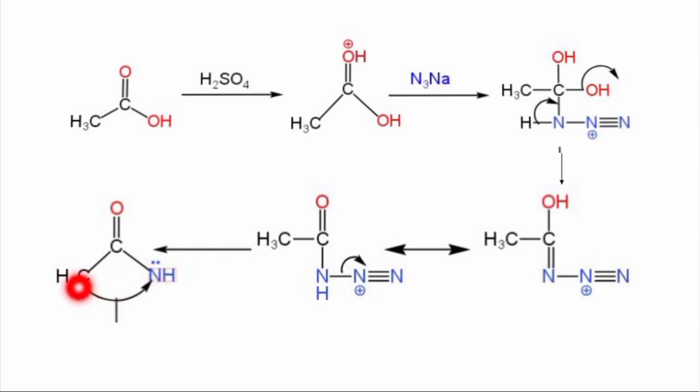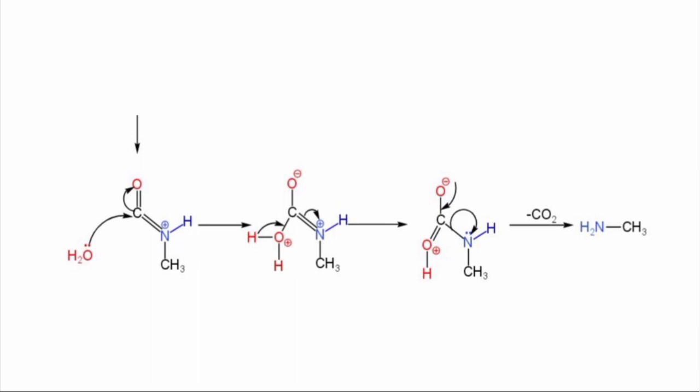Okay, and when nitrene is formed, then rearrangement will take place. Simply, the group attached to the carbonyl center will migrate towards the nitrogen. Okay, and further, you can see the group which was attached here to the carbonyl center migrated toward nitrogen, and lone pairs form a bond over here.